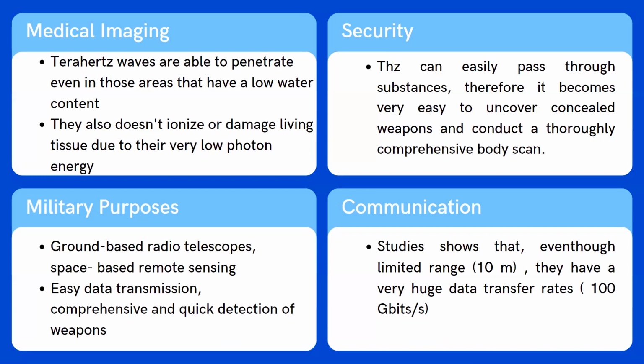So the first one is medical imaging. These terahertz waves are able to penetrate. We already have an idea about these properties. They can penetrate those areas which have a low water content, where these waves can easily penetrate. And the second one is that there is no ionization, so the damage to the tissue will be very less. So it's good to use these radiations in the medical field. And next, I'll tell you an important application in the medical field, that is terahertz tomography.